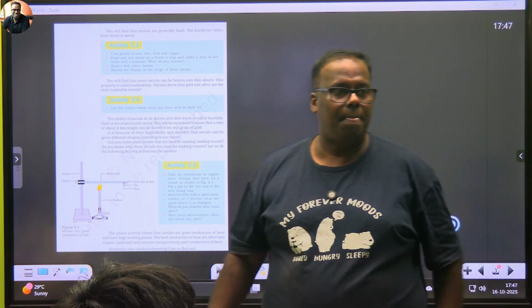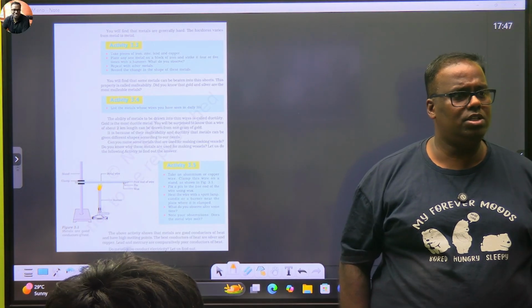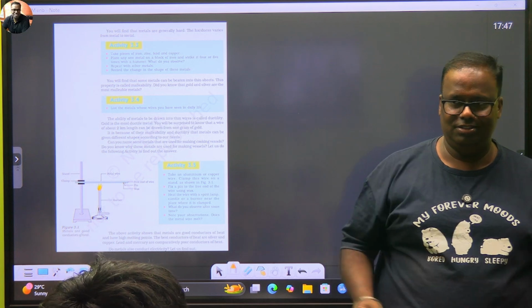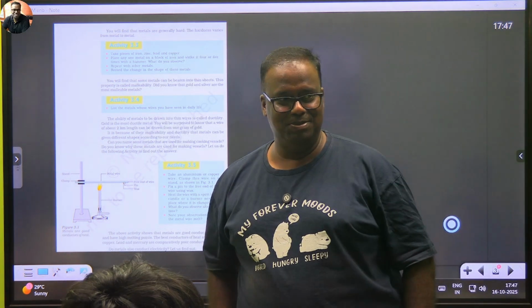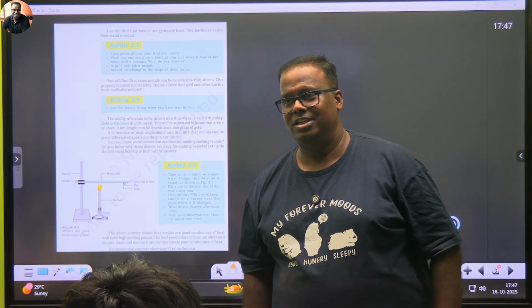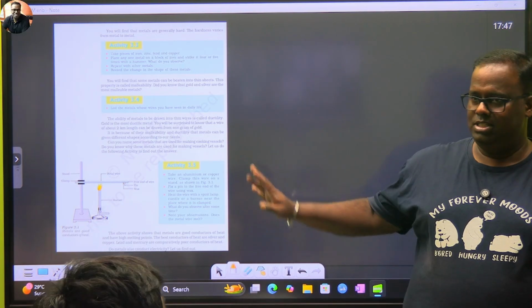Sir, does it conduct in solid state or liquid? Which one? Graphite. Graphite in solid state. Okay. Take your pencil lead and put it in. Never do that. Graphite is actually a very nice powder also. It will conduct. Is this clear?